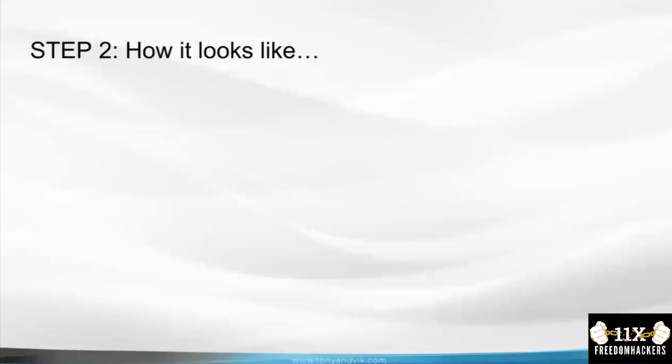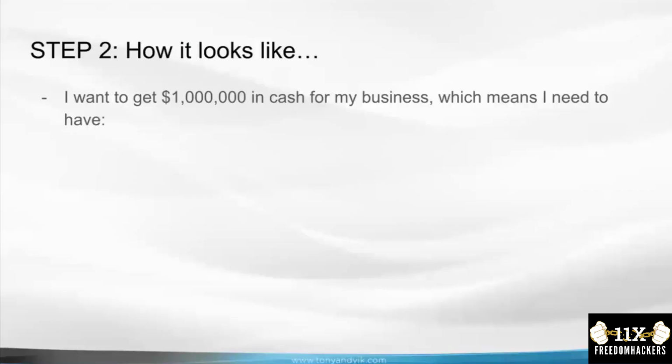So step number 2 is, how does it actually look like? A 7-figure business, what does it mean? Well, it could mean that you want to get $1 million in cash for the business. So, okay, fine. You want to get $1 million in cash for your business. What does that mean? Then let's do some calculations.